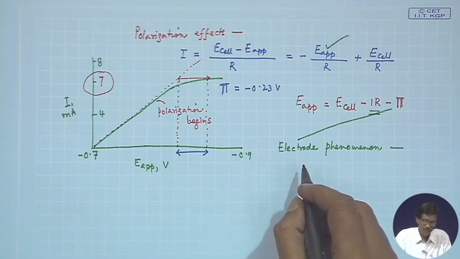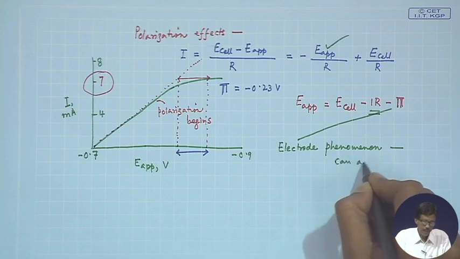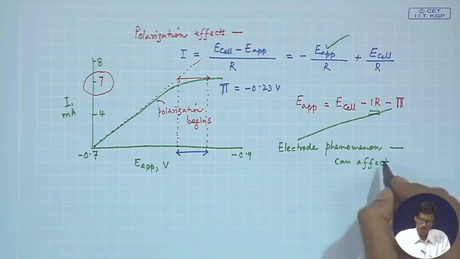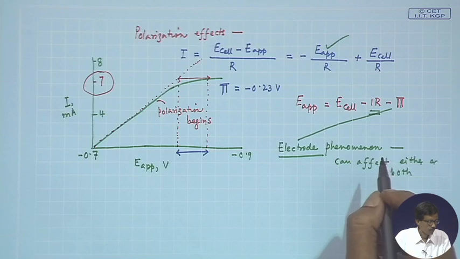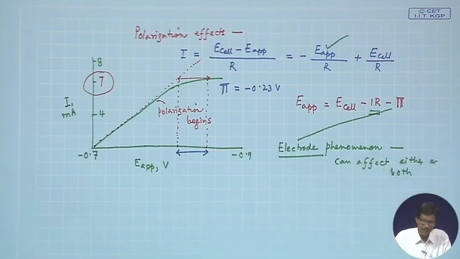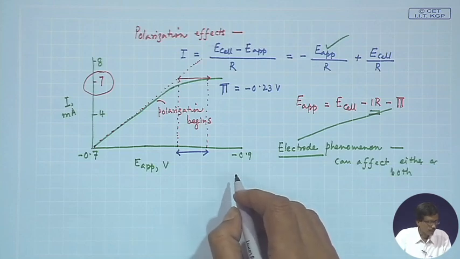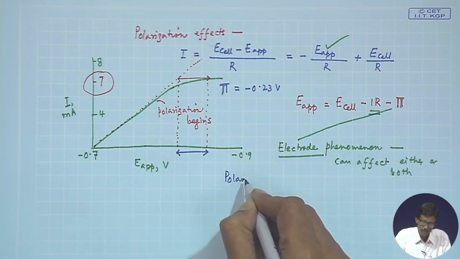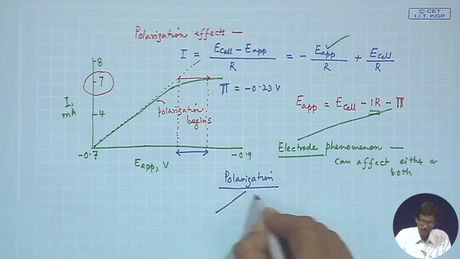So, it can affect either the cathode or the anode or both electrodes. This polarization effect can give some interesting observations. That means you can have this polarization effect of two types.